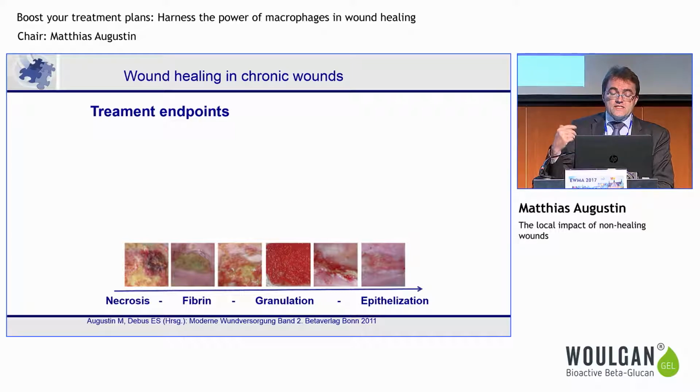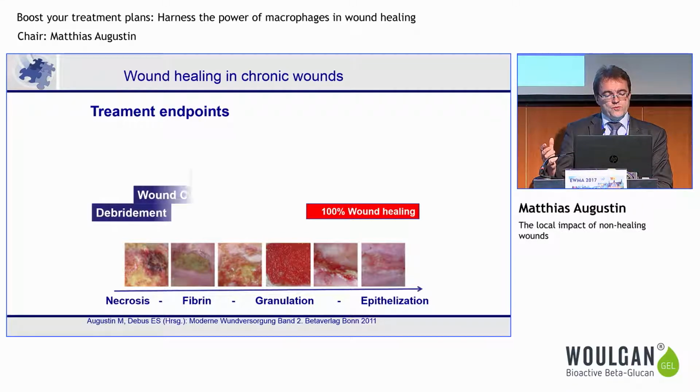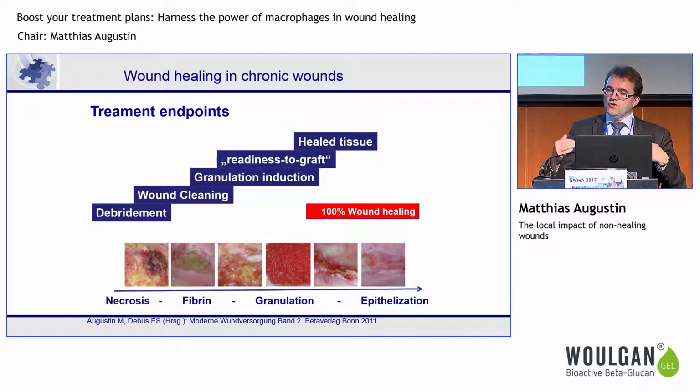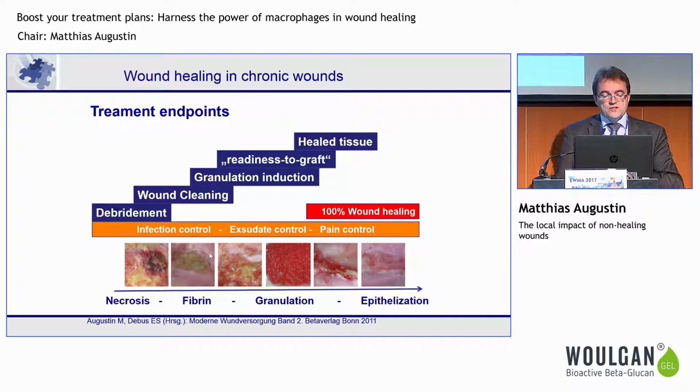And we are realistic enough to know that 100% wound healing is not the only goal in a wound treatment of chronic wounds, but we need to be modest and follow several steps. So one interim goal could be just to have a clean wound, to have readiness to graft, to be able to debride, and across all those phases, as you know, there's the need for infection control, exudate control, and pain control regarding the patient perspective.